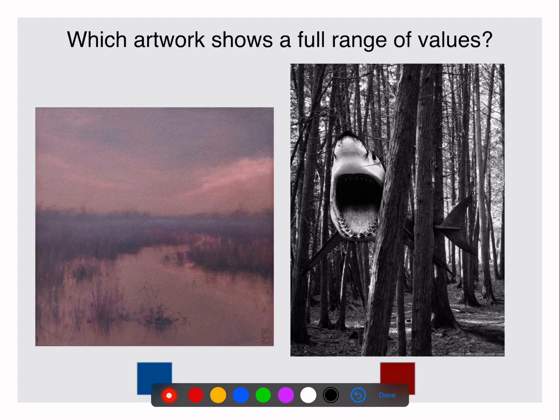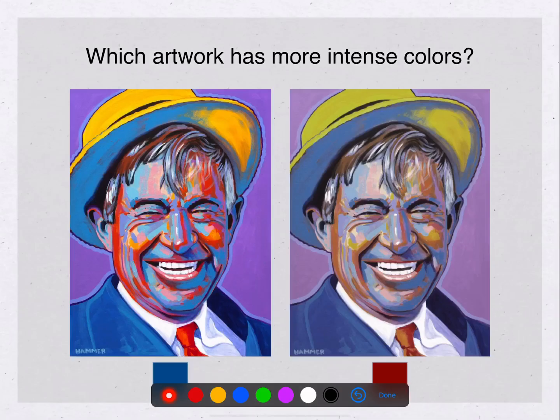It should be the one on the right. You can see that we have the full range of black to white. The one on the left has a middle range of values, and we're not seeing that full range. So the painting or the photograph on the right looks more 3-dimensional.